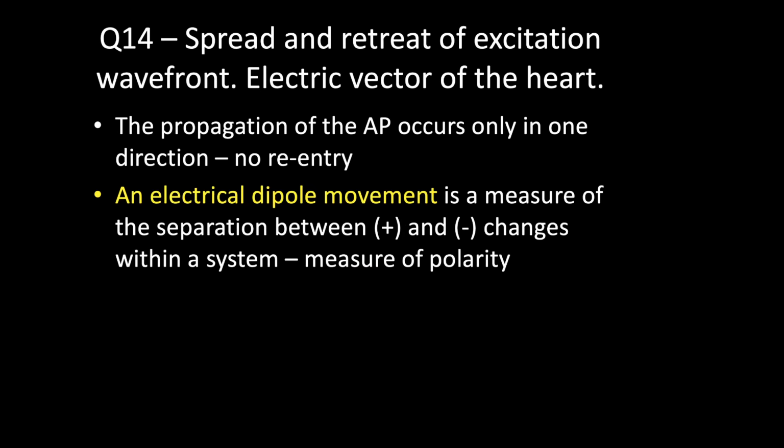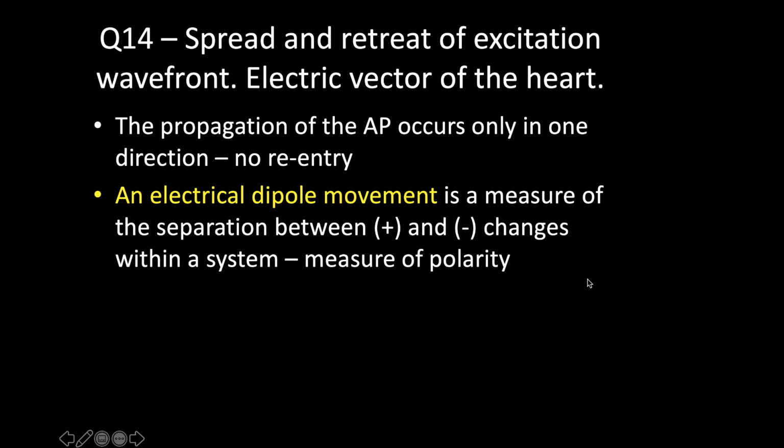Sorry, spread and retreat of the excitation wavefront. So the propagation of an action potential occurs only in one direction, obviously because there's a ring of non-conductive fibrous tissue in between. So there's no re-entering. Well, there shouldn't be anyway. And if there was, it's pathological. An electrical dipole movement is a measure of the separation between positive and negative charges within a system. It's a measure of polarity.